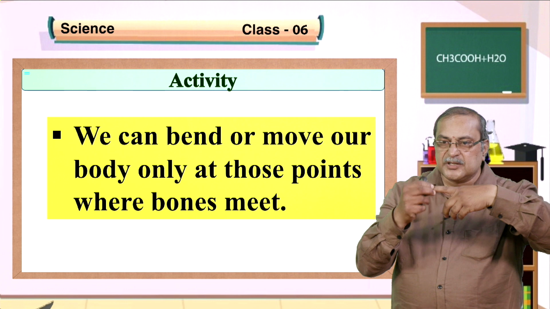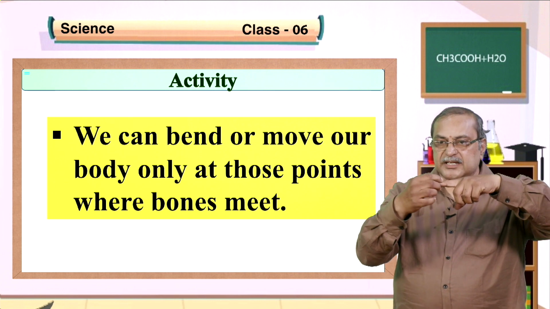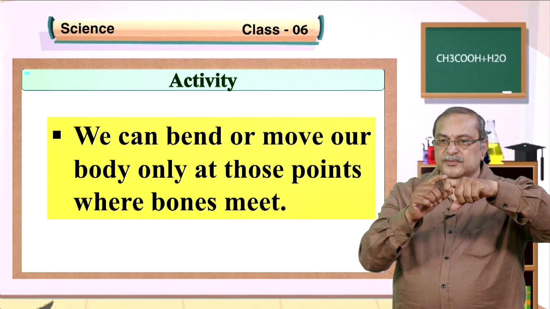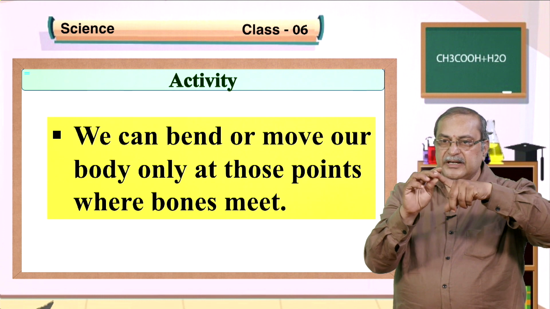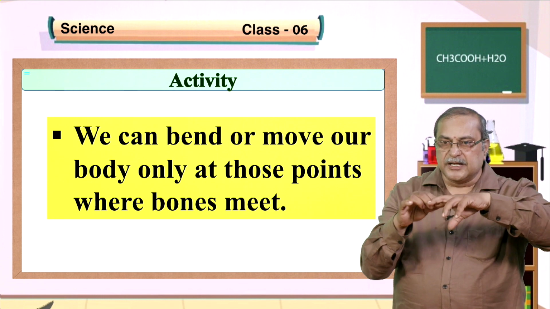See, here bones are meeting. So, here two bones are here, and I can bend like this. Two bones are there. It is a small bone, so I can bend a little. So, this can be done.